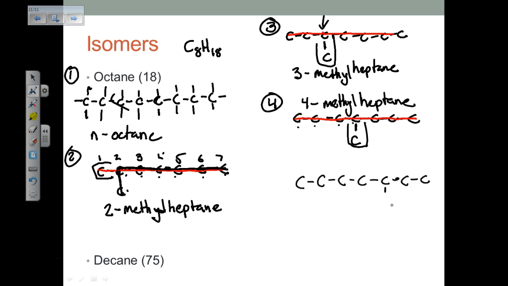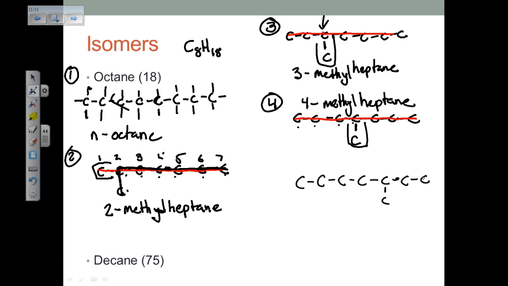Okay, and so now this is where it gets tricky, because look, 1, 2, 3, 4, 5. People will want to call that 5-methyl heptane, but that is incorrect. Here's the way the numbering works: you want to number your longest carbon chain starting from the side that is going to give you the least total of all the numbers added together. So we can name this 1, 2, 3, 4, 5-methyl heptane.